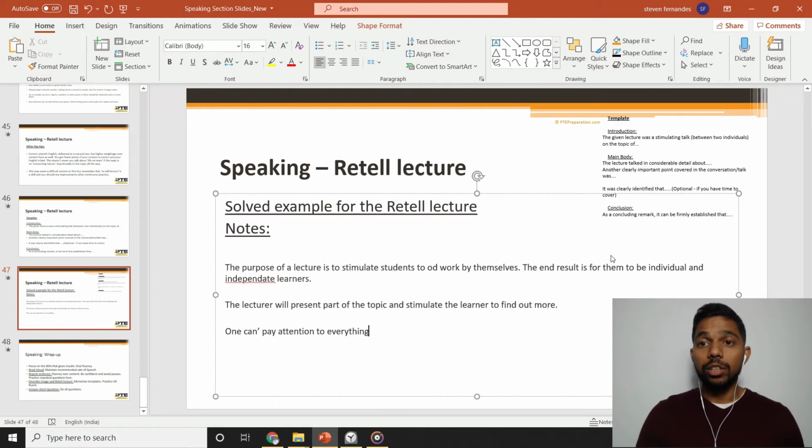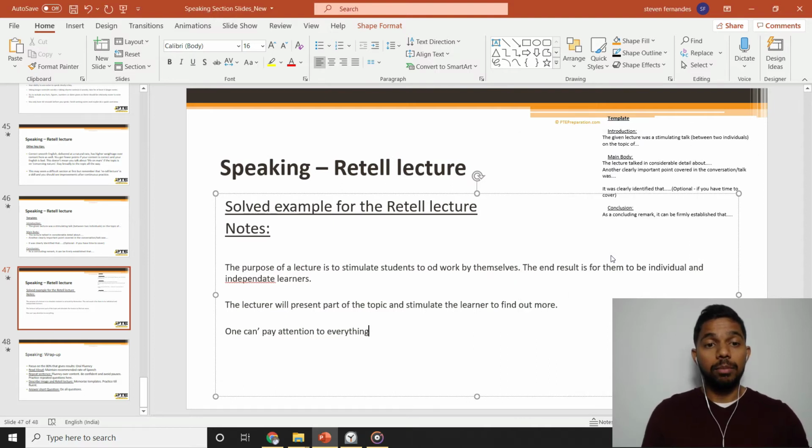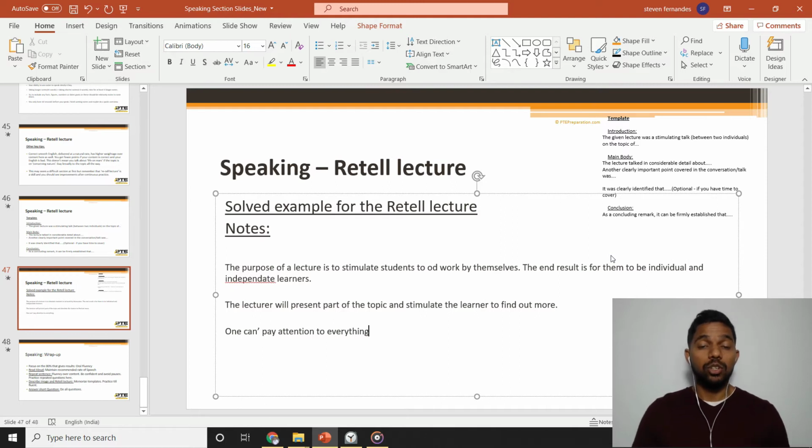The given lecture was a stimulating talk on the topic of the purpose of the lecture and how it is to stimulate students to do work by themselves. The lecture talked in considerable detail about the end result for students is for them to be individual and independent learners. Another clearly important point covered in this conversation was that the lecture will present part of the topic and then stimulate the learners to find out more. In conclusion, it can be firmly established that one can't pay attention to everything. One has to pay attention to the key points.